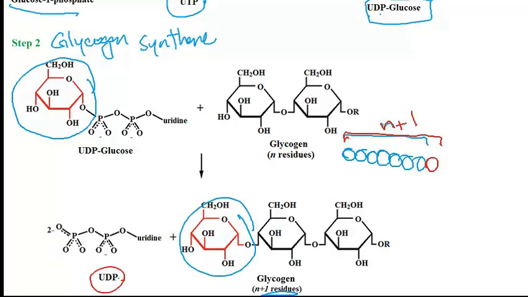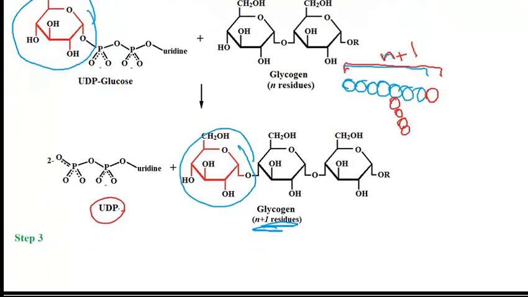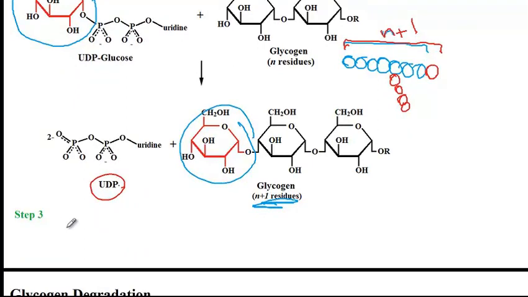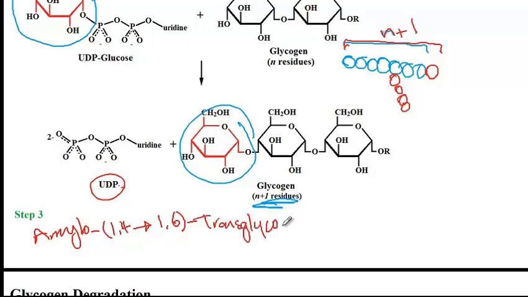And then finally, in order to make branches, we need a third enzyme, and that's step 3 that is listed here. So here we have the enzyme amylo 1,4 to 1,6 transglycosylase, which catalyzes the branch formation by cleaving the alpha amylose chain at the 1,4 linkage.